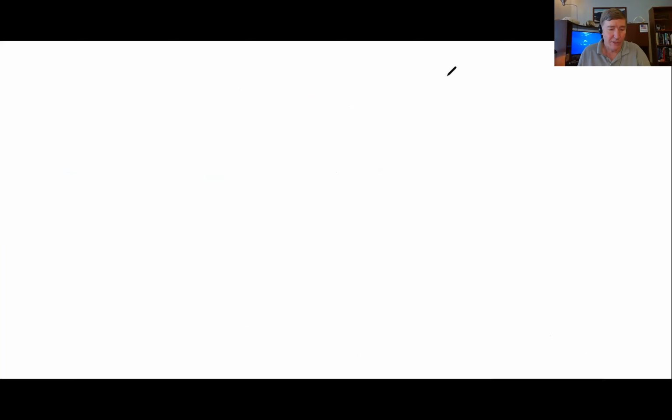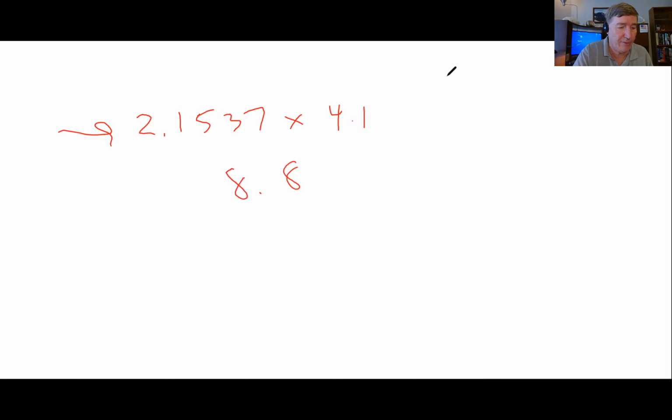I'm going to share the whiteboard here. Okay. So let's suppose that you have something where you have to multiply 2 numbers. So you've got 2.1537 times 4.1. On the paper that you do, I want you to show all of that. And I want you to show me what your calculator gives as an answer. Write down the number that your calculator gives you: 8.83017. I want you to write that on the paper.